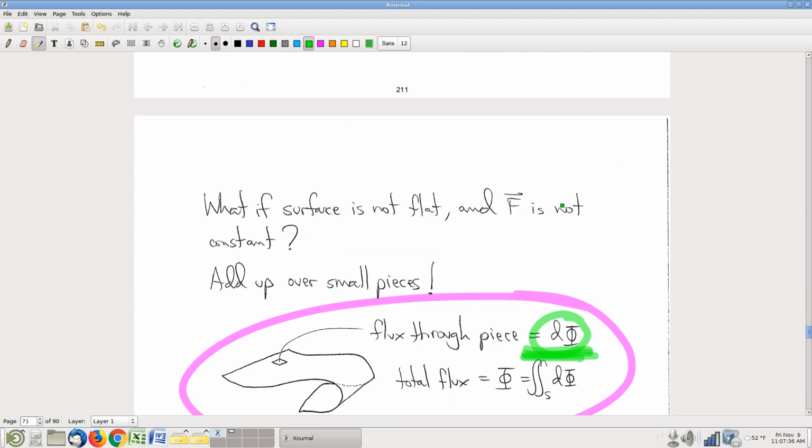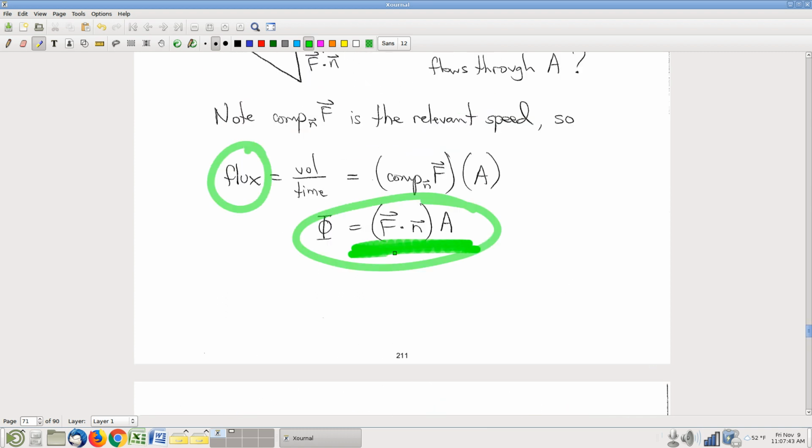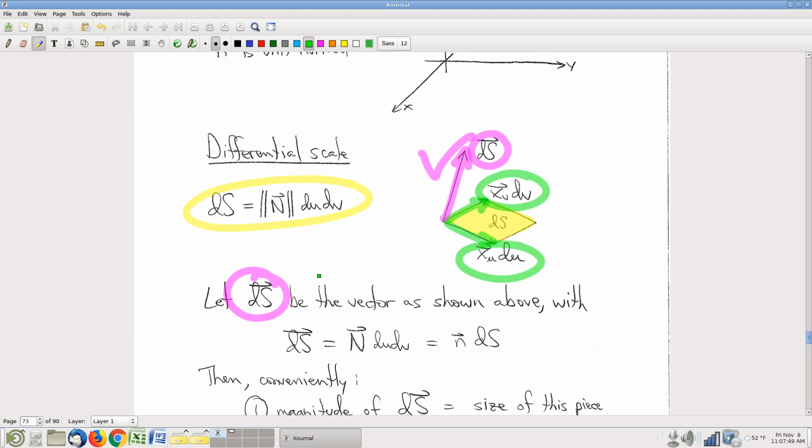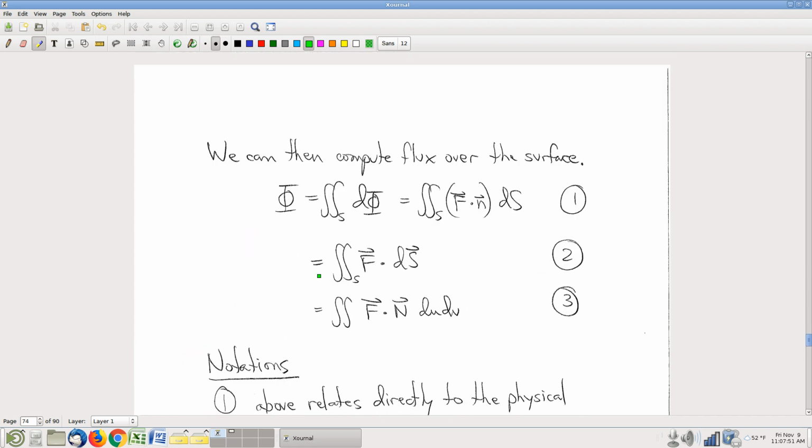So we're going to be adding up, right? Chop it up, add it up. We're going to be adding up a bunch of pieces of F dot n times area. And we have all of this context already developed. And so here's how it plays out.